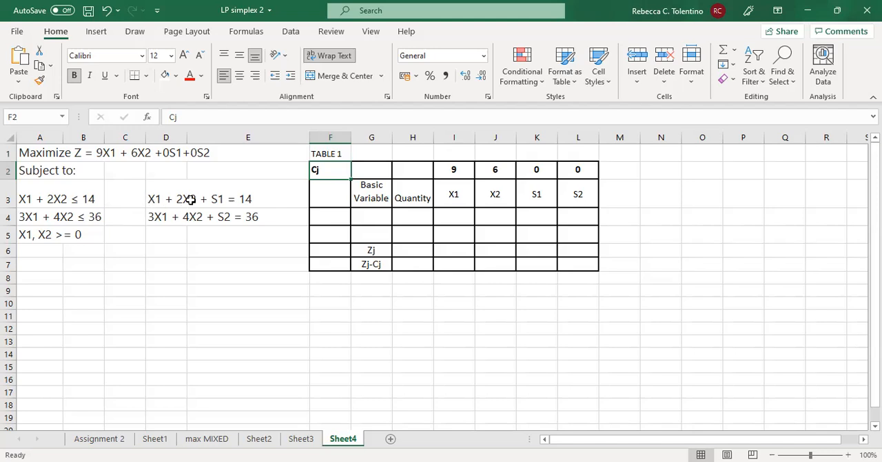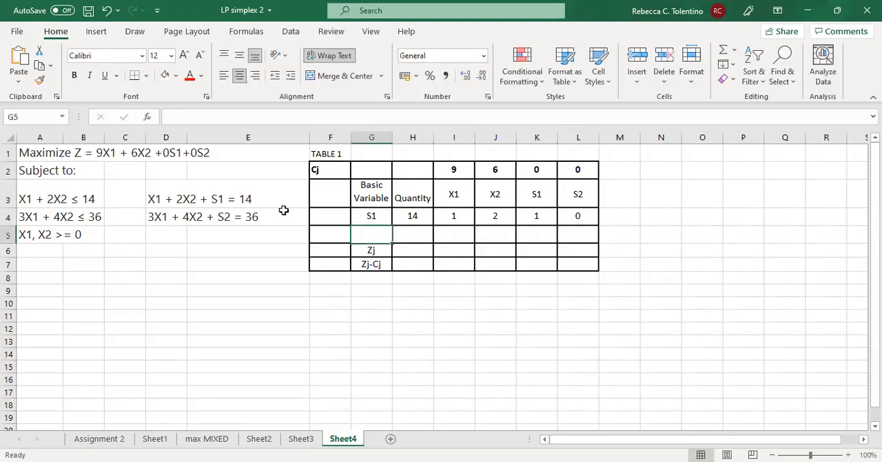That means our x1 and our x2 will have 0 values. So what you will enter in the basic variable is the remaining variable in the constraint, which is s1. Kapag may slack, ang ilalagay natin sa basic variable. For the quantity, we enter the right-hand side value, so that's 14. And then we enter the numerical coefficients. We have 1 for x1, 1 for x2, 1 for s1. We don't have s2, so we enter 0.